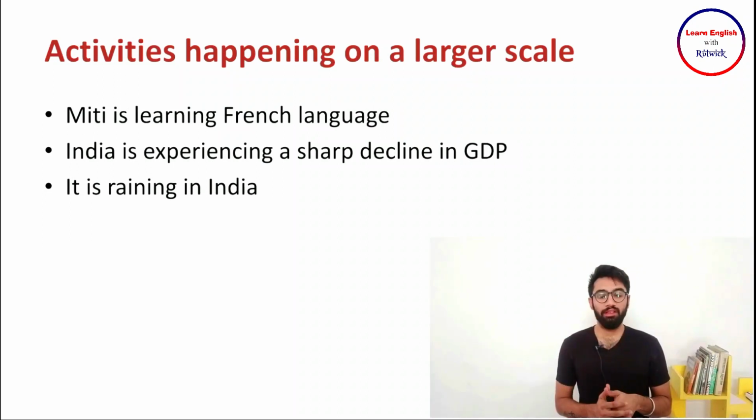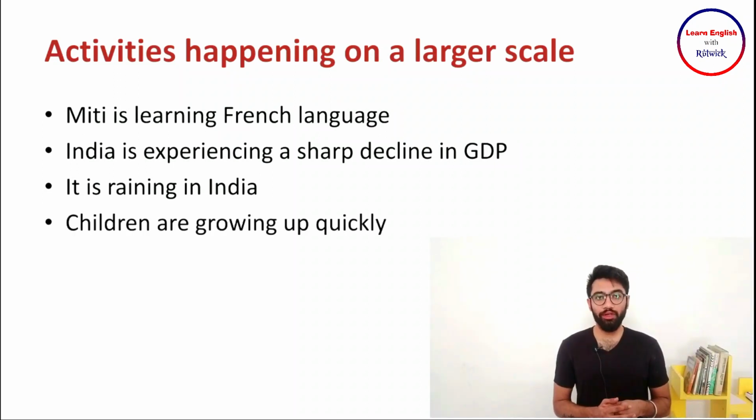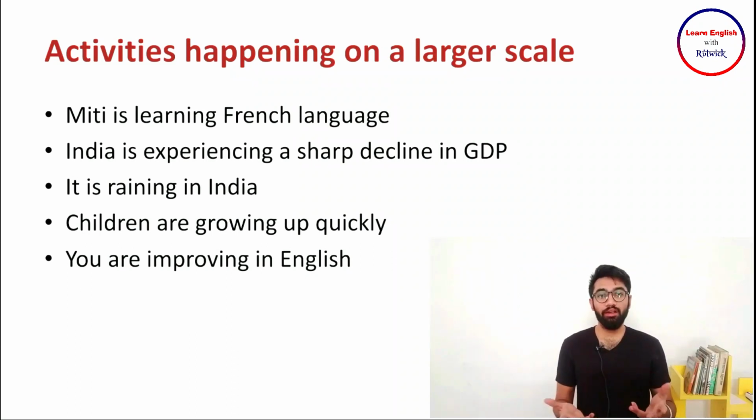of time. The next, it says that children are growing quickly. Again, it's an activity or event of a larger scale. And the last, you are improving in English. So these all are the gradual, long-term and larger scale events. To talk about such events, we may use this tense.